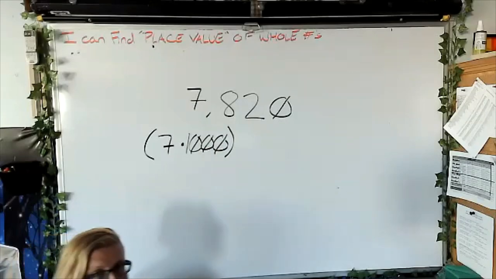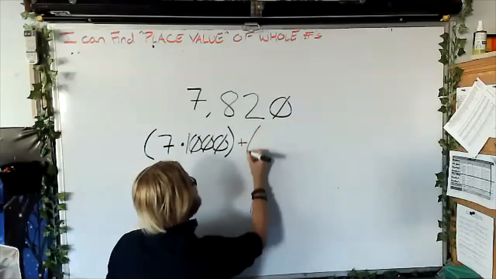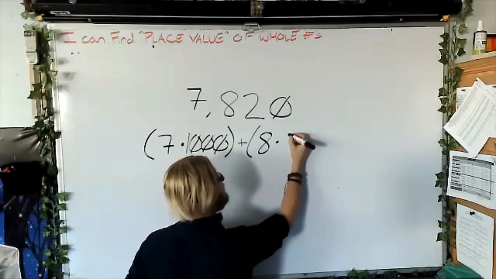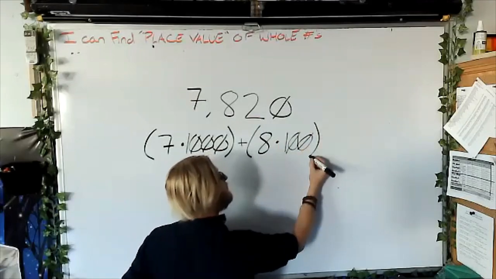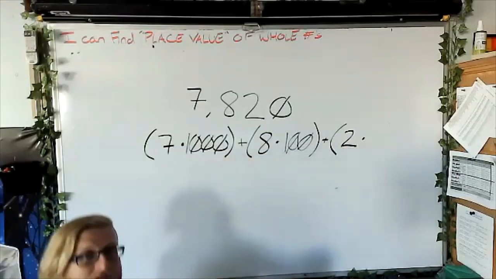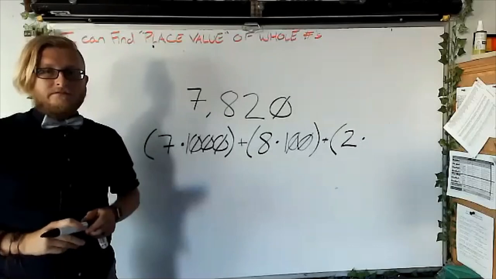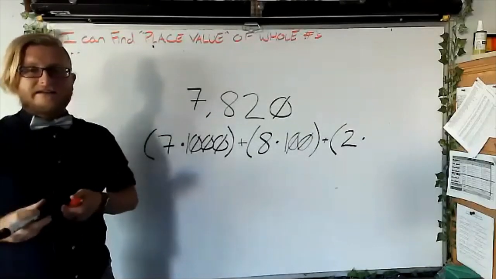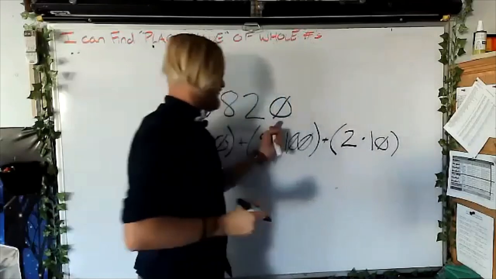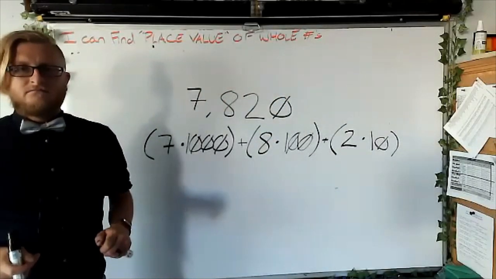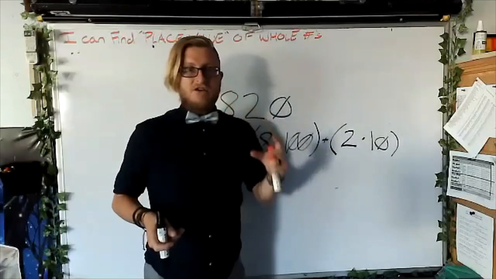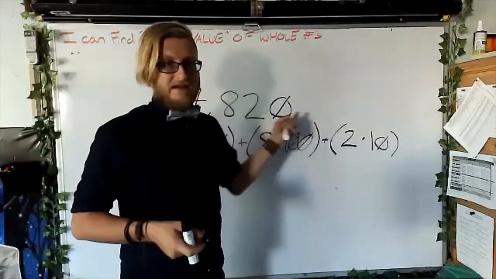Now I'm going to close my parentheses. Now I have to add the next number. And Gabe already said that that is a value of 8. So I have to multiply it by 100. Then I need to add the 2. What do I need to multiply that 2 by to get its value? Yeah, if you guys are saying 10, perfect. Now, do I need to add that? I could. I don't need to, though, because a 2 in the tens place is automatically going to imply that I have a 0 there because I have nothing else added to it.